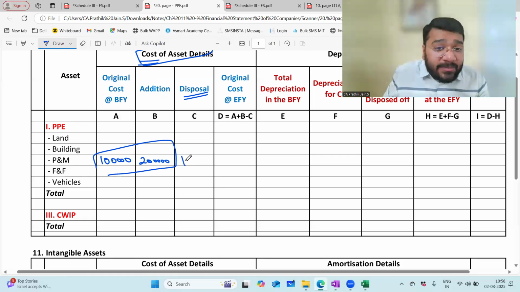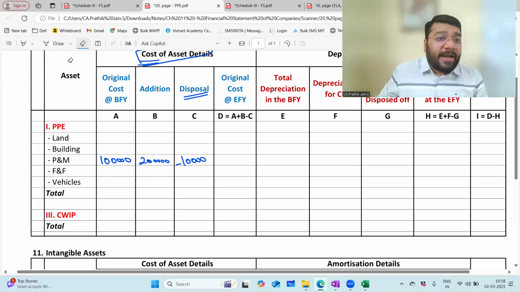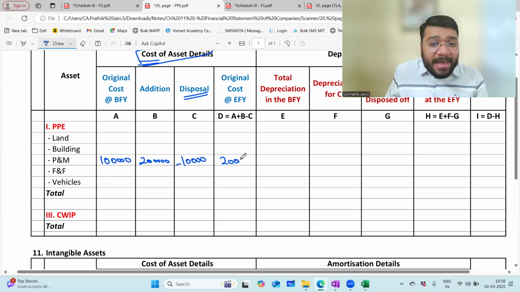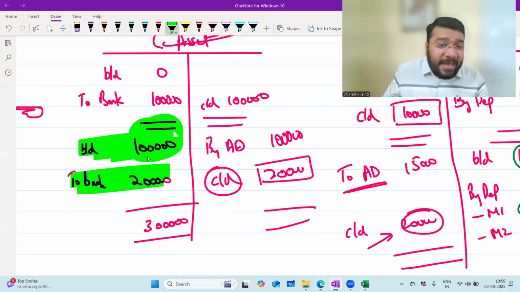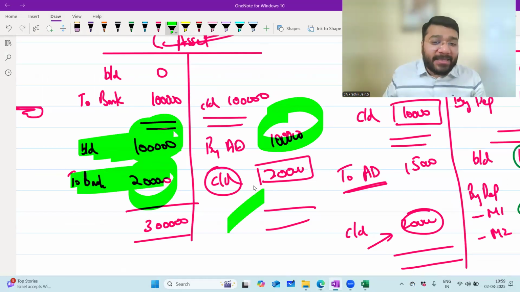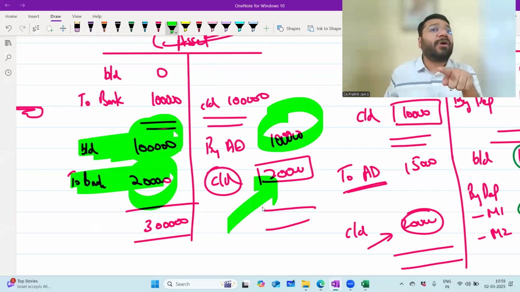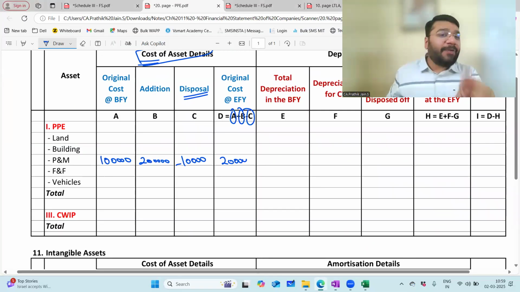1 lakh worth of asset has been disposed. So can I say minus 1 lakh? If I do that, what is my balance original cost? 2 lakh rupees is my balance. How do I get this D? A plus B minus C. Same thing can I say here? A plus B minus C is this closing balance. So whatever I've done in this ledger, the same thing I've put in this format.